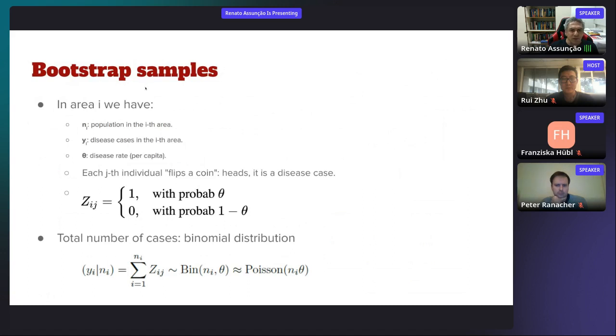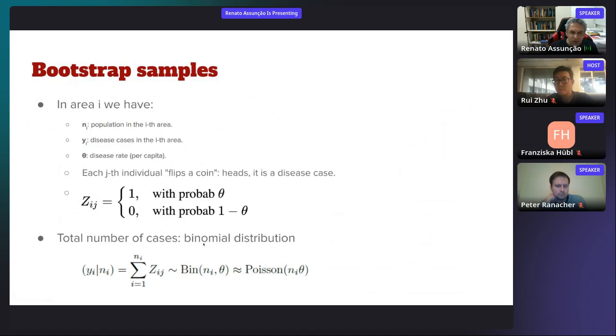For the bootstrap samples, let's just remember the notation. In area i, we have Ni as the population size and Yi is the number of disease cases. Let's suppose that theta is the disease rate per capita, which could change area by area, or can just be a constant number. Each j-th individual flips a coin. If it's heads, then it's considered a disease case. This is the model that we have to analyze the disease cases in this map. Zij is the outcome of this coin for the j-th individual in the i-th area. If it's one, it is a disease case, zero otherwise, and theta is the probability of being a case.